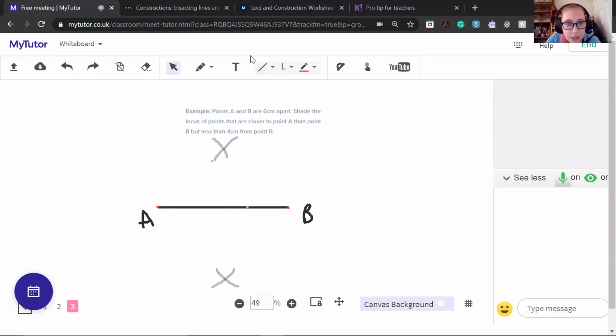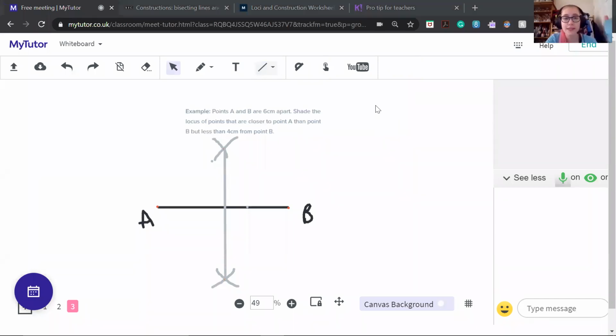I'll do it in grey actually, so that there's not too much going on. We draw a line connecting up these points. And you see how this has chopped the line in half at a perpendicular kind of angle there.